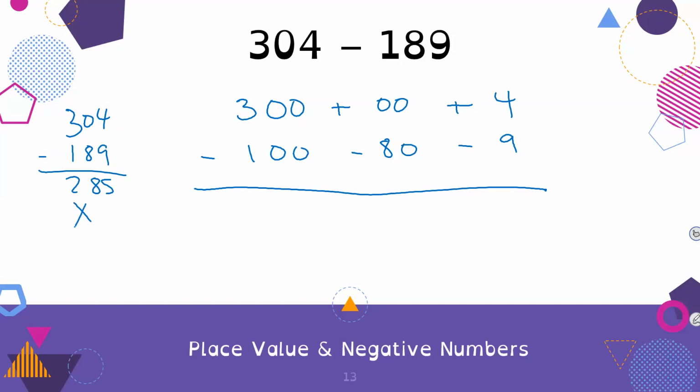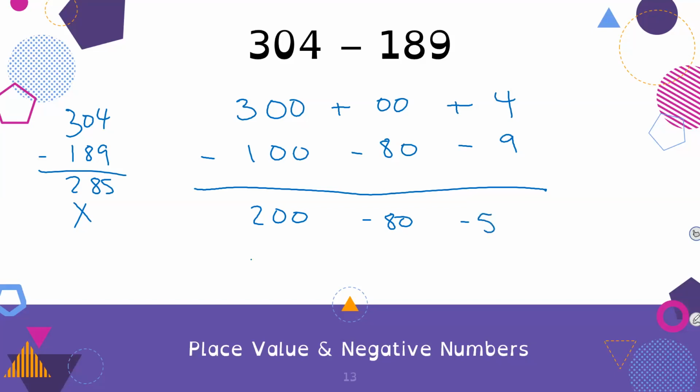So what we're going to do is we're going to do similarly, but we're just going to keep negatives into account. So 300 take away 100 is 200. Okay. 0 take away 80. Well, we can't actually do that. It's just that we get negative 80. We still need to take away 80. We don't get positive 80. We get negative 80. If we start at 0 and we go down 80, we're going to be at negative 80. And 4 take away 9. Again, we're going to get negative 5.